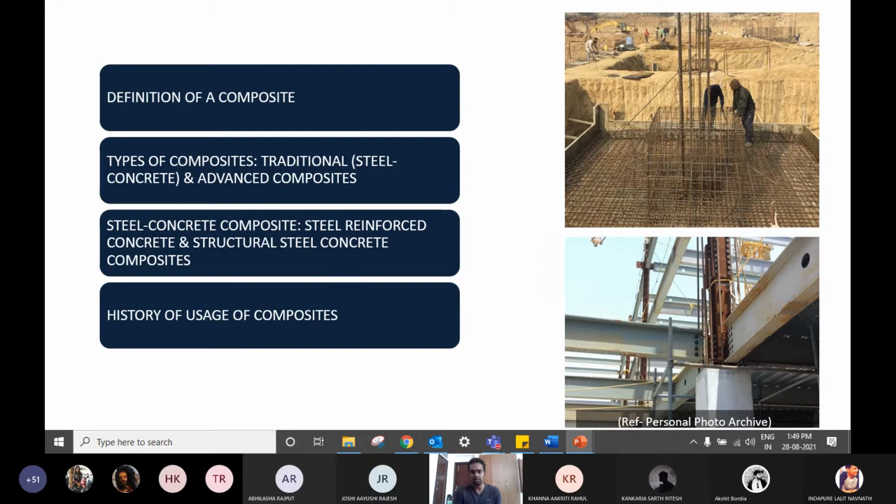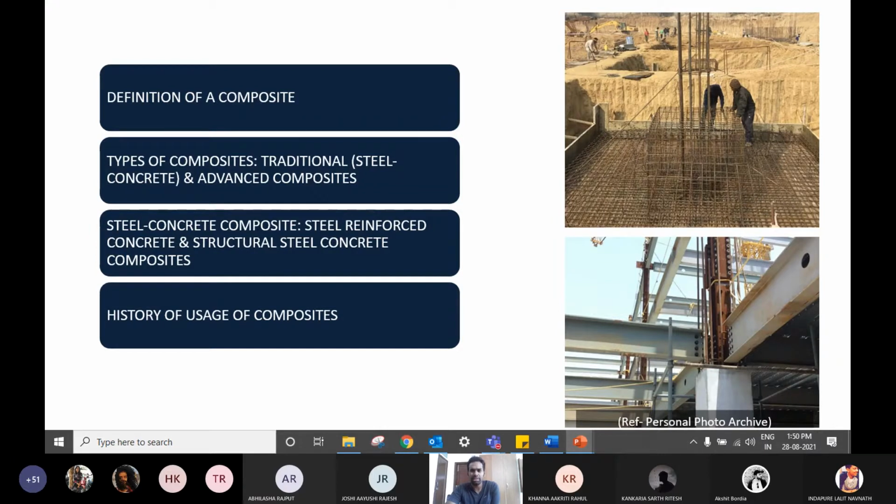Okay. Now composites, there are two things: traditional and advanced composites. We'll see what advanced composites are. Now steel and concrete, how most structures have been designed and built in past decades, is a traditional composite. It has steel. Steel is good in tension, as we have learned. It is also good in compression, right? But the cost is higher. We don't generally want to build everything with steel. Its cost is relatively higher when compared to concrete.